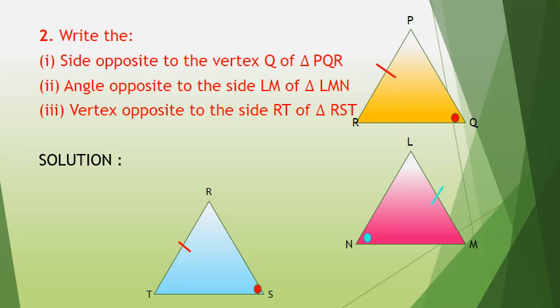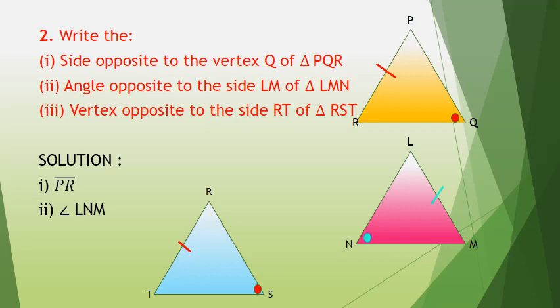And second question, angle opposite to side LM of triangle LMN. So draw a rough figure of a triangle, mark it as LMN and we have to find the angle opposite to side LM. They have given side LM that you have to find out. Here I marked it with the blue line. So we can find the angle opposite to it. Which is the angle opposite to side LM? Yes, that is angle LNM.